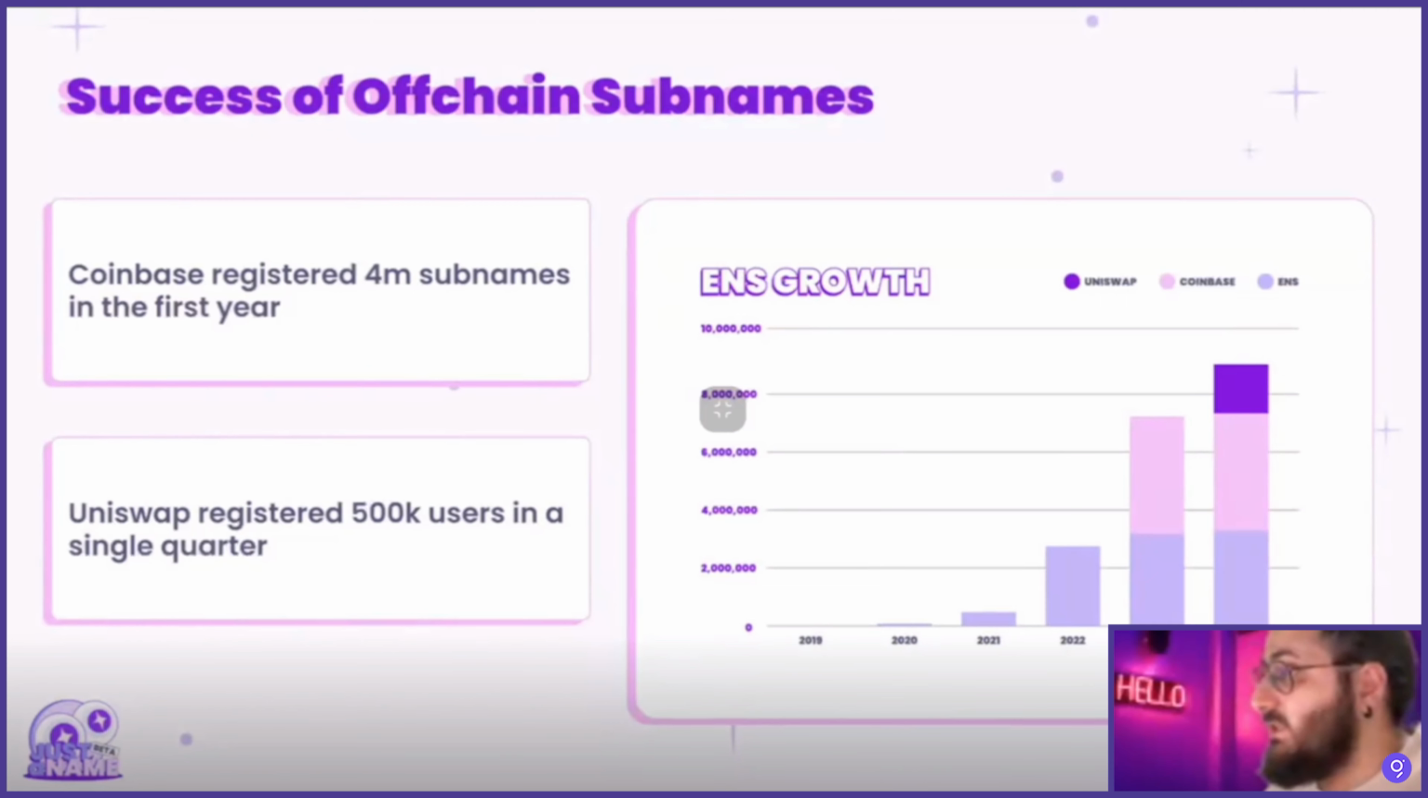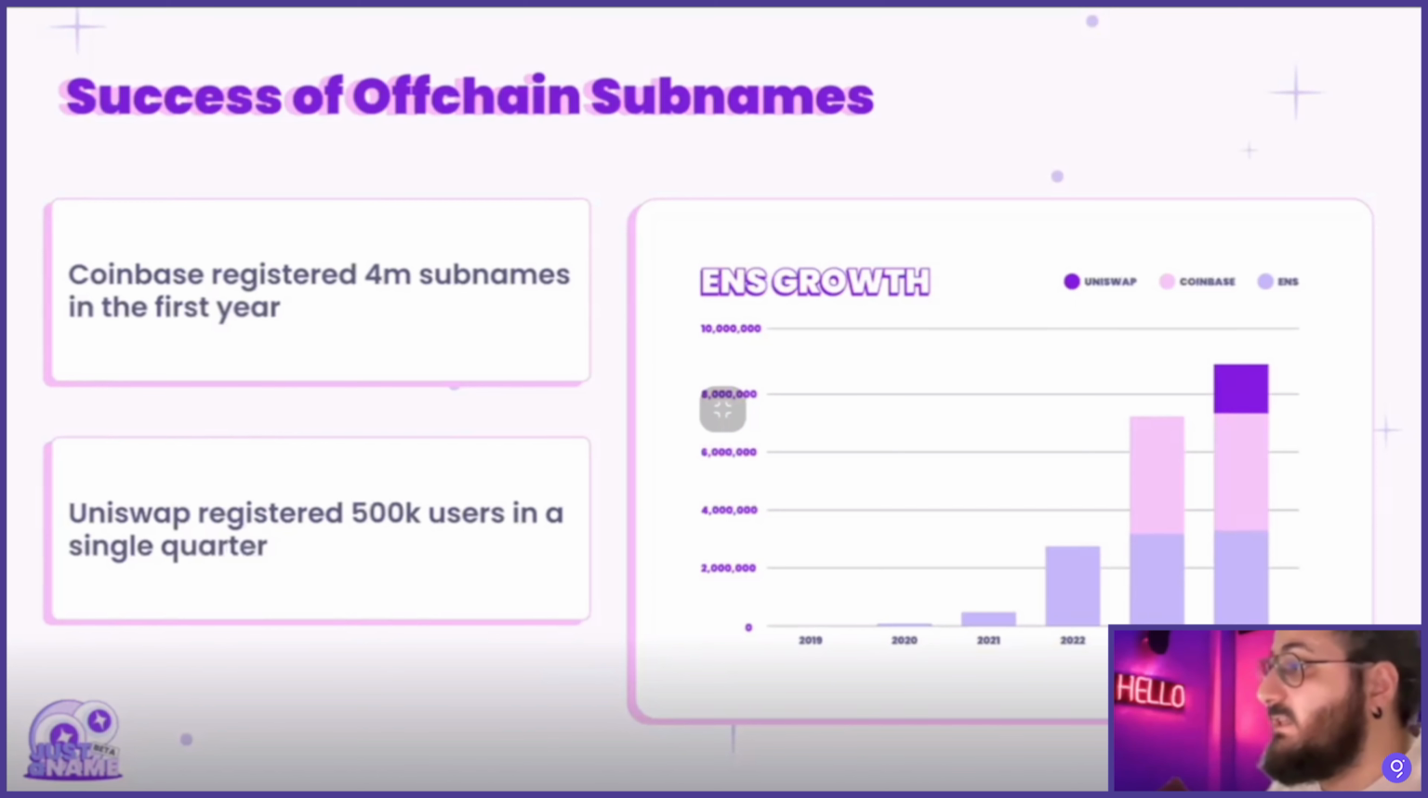The success of on-chain subnames is evident when we look at the industry leaders like Coinbase and Uniswap. Coinbase registered an impressive 4 million subnames in the first year alone. This demonstrates the massive adoption and success of implementing off-chain subnames. Similarly, Uniswap, another big player, implemented the solution at the beginning of 2024. They reported that over 500,000 subnames were issued in the span of 2 quarters.